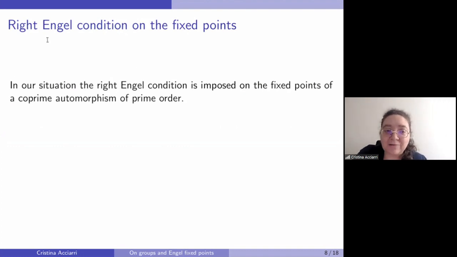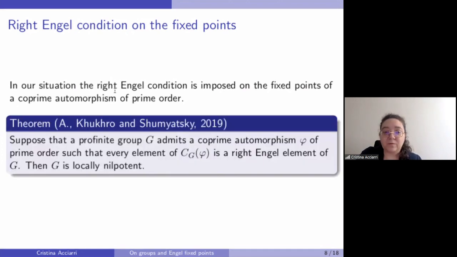Now, go back to our right Engel condition on the fixed point subgroup. So I will state the main result, and for the rest of the talk, I will try to explain how to prove this result. It's quite technical, and so I will skip many details, but I will try to explain the flavor of this proof. As I said, the result is obtained in collaboration with Pavel and Evgeny.